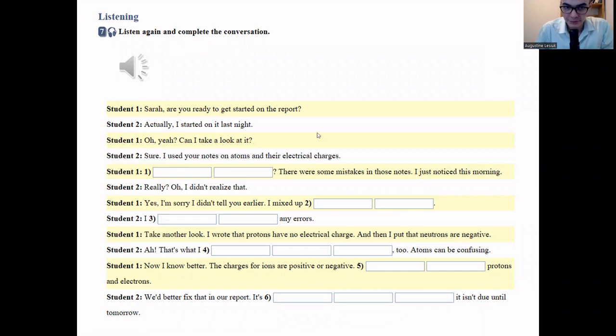Here are the answers. Sarah, are you ready to get started on the report? Actually, I started on it last night. Oh yeah? Can I take a look at it? Sure. I used your notes on atoms and their electrical charges.